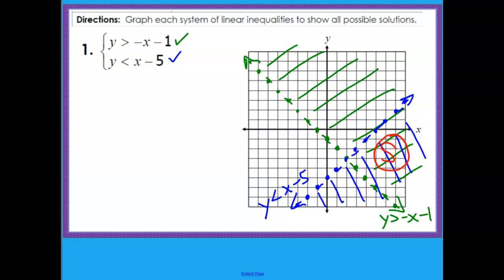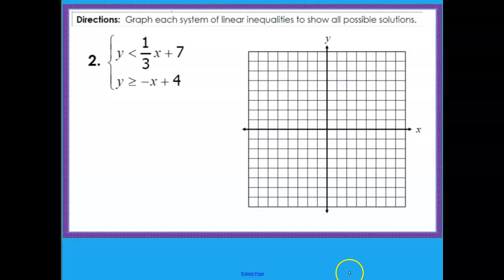All right, let's try that again. The first graph, again, I'll do it in green. 1, 2, 3, 4, 5, 6, 7. Up 1, over 3. Well, that's not very many points, so I'm definitely going to want to reverse this one. Instead of up and right, I'm going to go down and left. This one is going to be a dashed line. I'm going to label it off the grid so it's not in the way. And I'm going to shade below it.